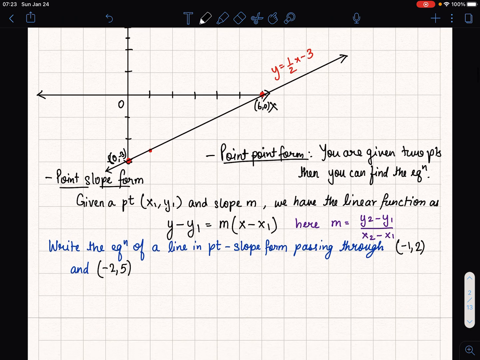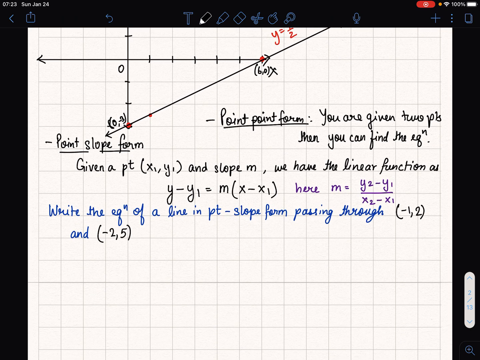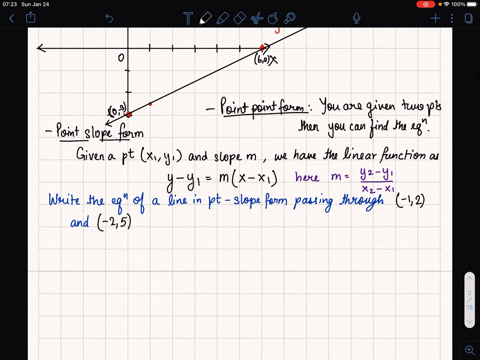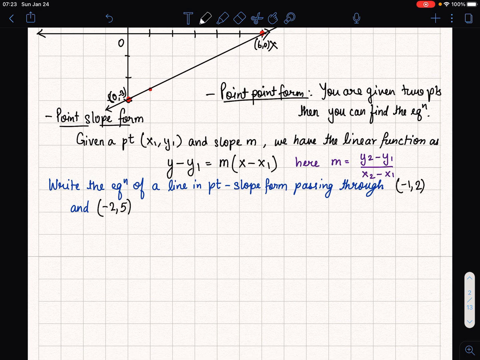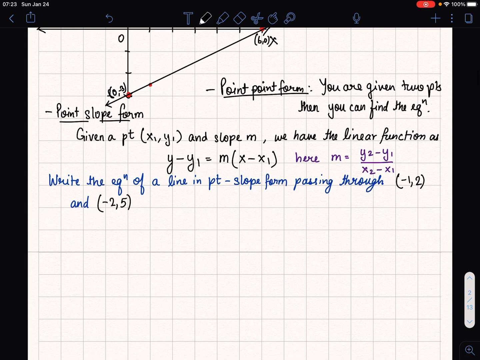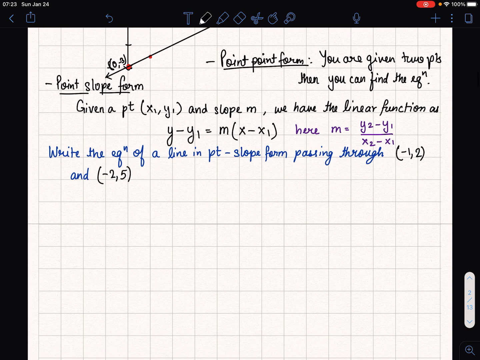Next comes the two-point form. That is, we are given 2 points and then we can find the equation of the line. Third type is point slope form, where you're given a point and a slope to find the function. One example of two-point form would be: write an equation of a line passing from -1, 2 to -2, 5.